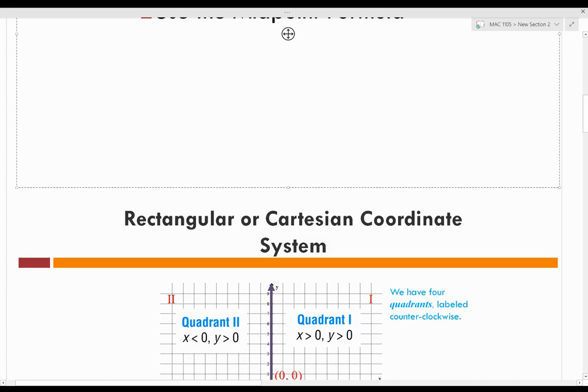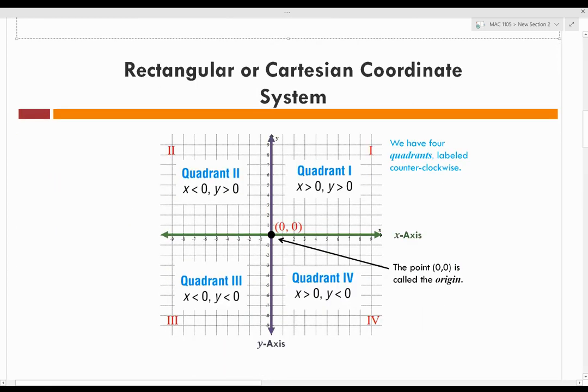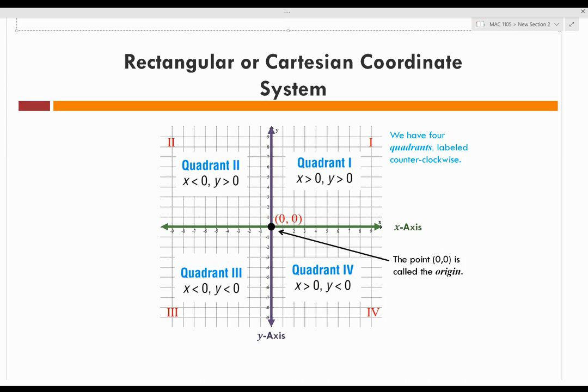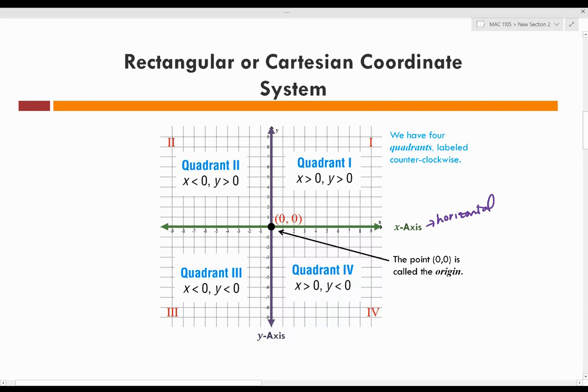Alright, so let's take a look at the rectangular coordinate system first. More than likely you guys have seen this graphing system before, and you've called it either the rectangular or the Cartesian coordinate system. So in this system, you have two major lines. You have the x-axis and you have the y-axis. The x-axis is also known as the horizontal axis, and the y-axis is also known as the vertical axis.